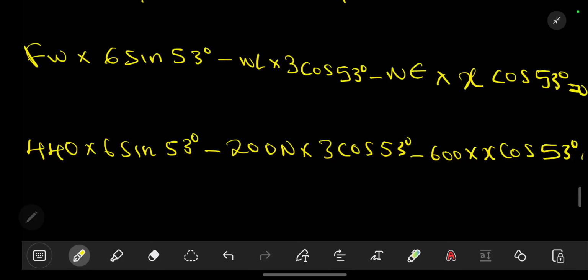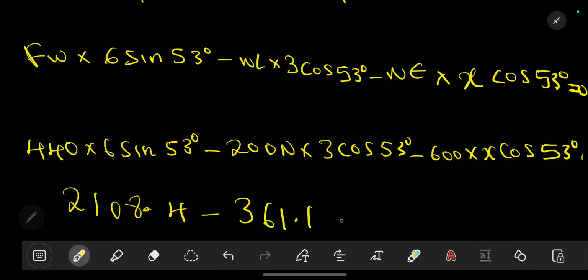So we are going to now calculate our 440. Then we have times the 6 sine of 53. This is going to give us a value that is equal to 2108.4 like that. Then we have minus, we have 200 times the 3 cosine of 53. This is going to give us a 361.1 like that. Then we have minus, so if you press your 600 cos of 53, it will still give you a 361.1, but we have x here, so you are going to put x should be equal to 0 like that.